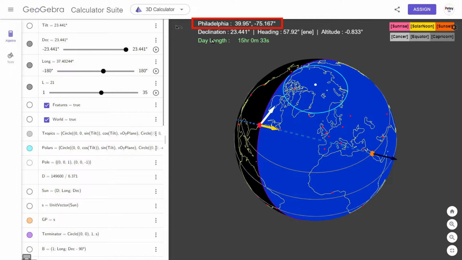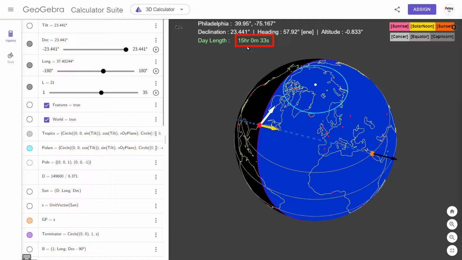Location 21 is for Philly. These are the stored coordinates. That's this point here. These two vectors are tangent to the curved surface. The white one always points in the direction of the North Pole, and the yellow one always points in the direction of the Sun's GP. And it's these two vectors that allow us to measure the heading. There is a third vector here that always points to the Sun out in space, but it's currently pointing into the ground, which is why our altitude reading is negative.